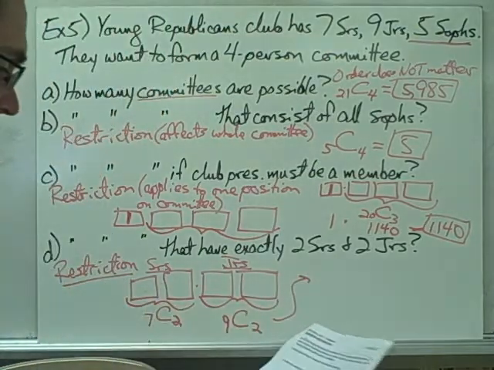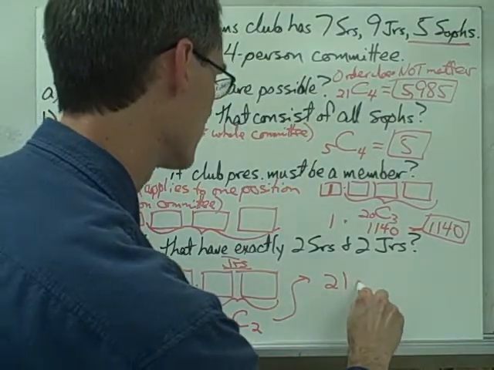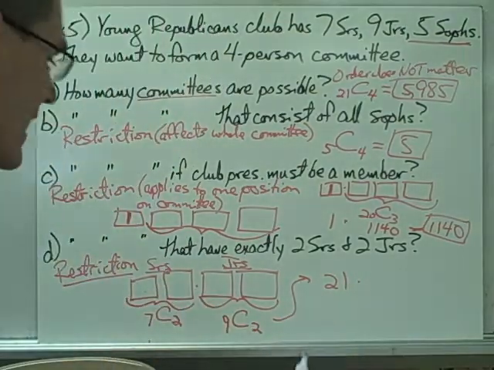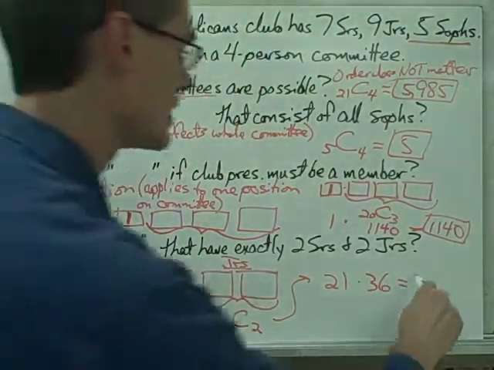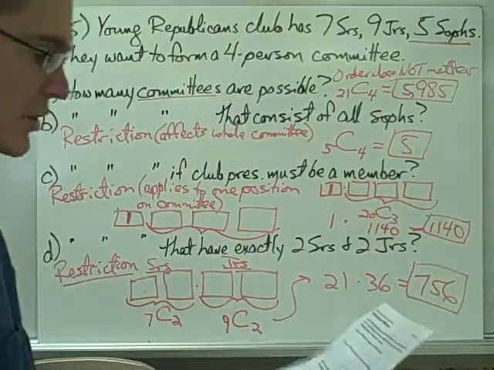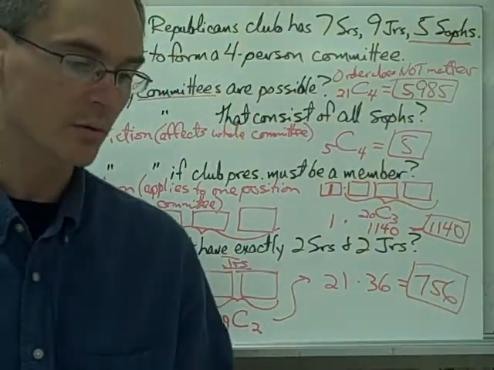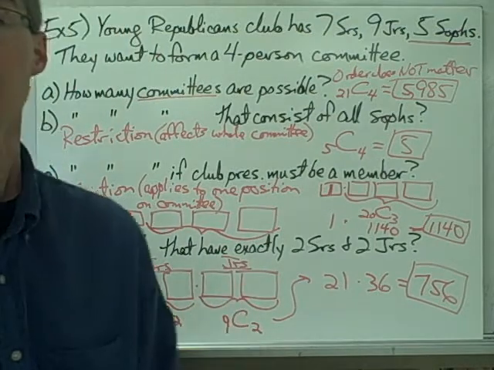So the combination of 7 taken 2 at a time is 21. The combination of 9 taken 2 at a time is 36. I multiply those 2 numbers together, and I get 756, which is the number of different committees that I could form if my committee has to contain exactly 2 seniors and exactly 2 juniors.